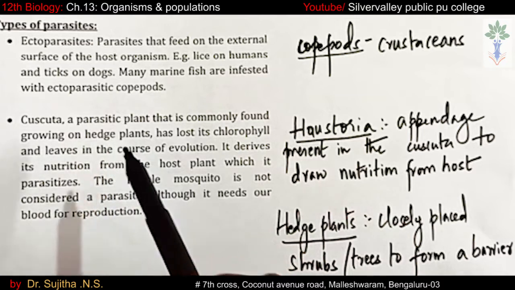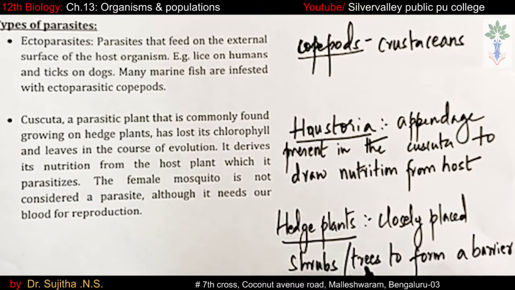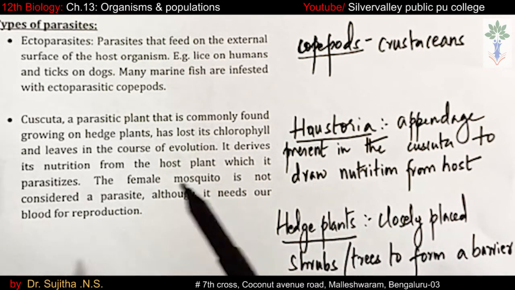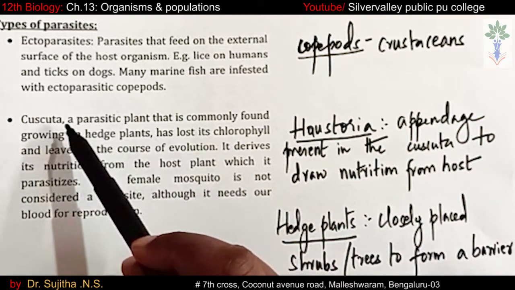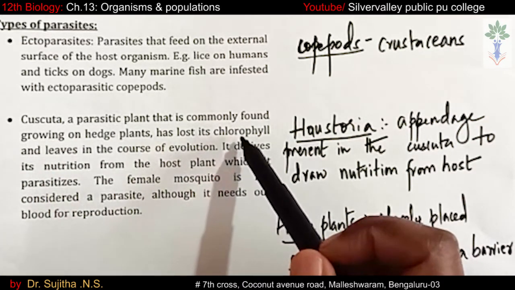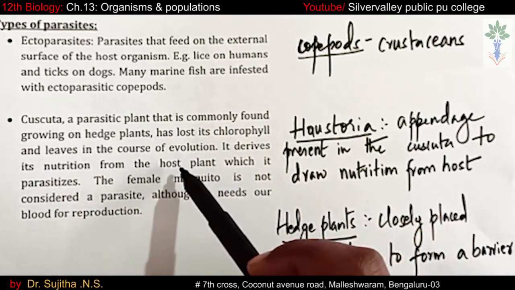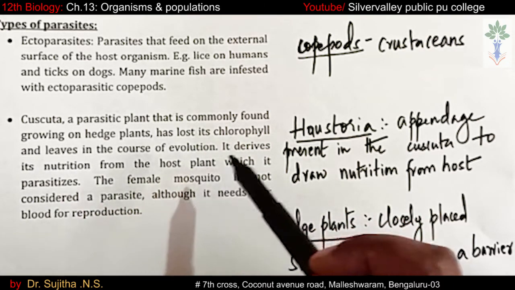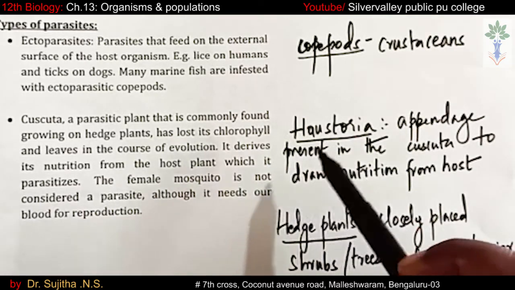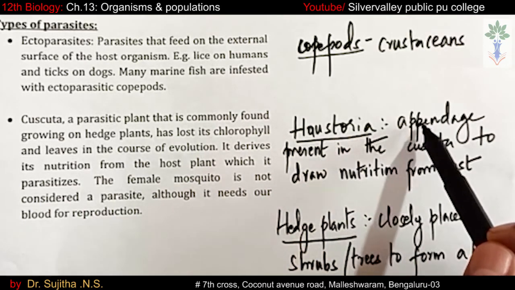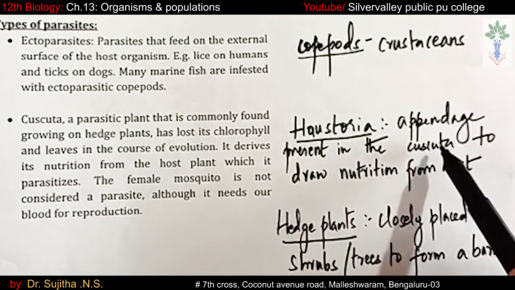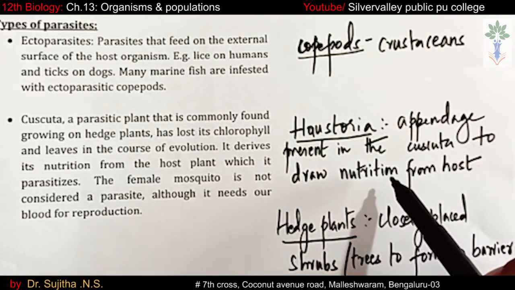Cuscuta is a parasitic plant that is commonly found growing on hedge plants. Hedge plants are closely placed shrubs or trees which help to form a barrier in a particular area. During the course of evolution, Cuscuta has lost its ability to develop chlorophyll and leaves. It derives nutrition from the body of the host plant with the help of haustoria. Haustoria are appendages present in the body of Cuscuta to draw nutrition from the body of other plants.